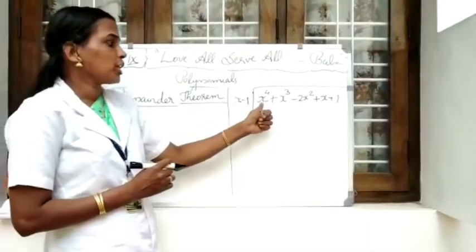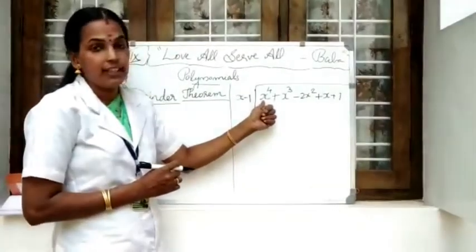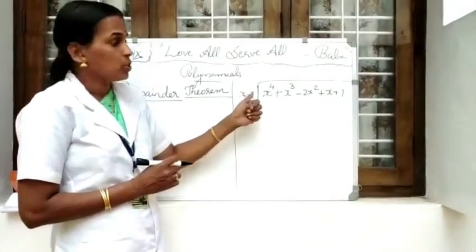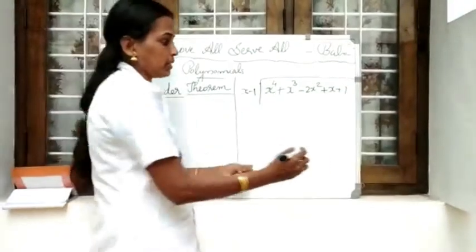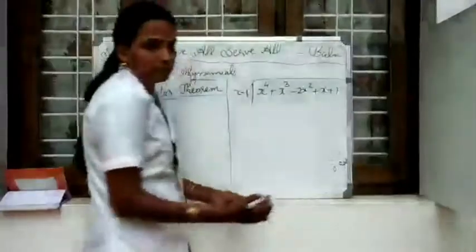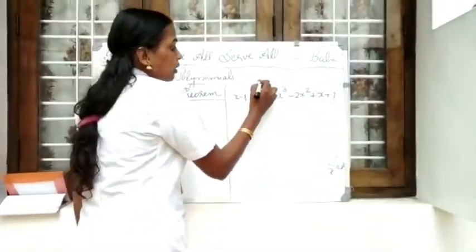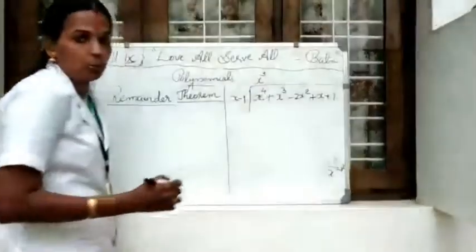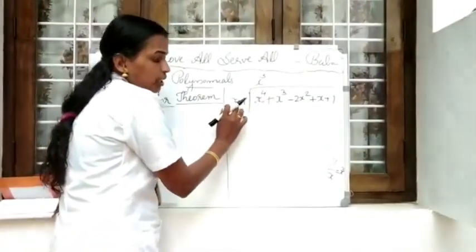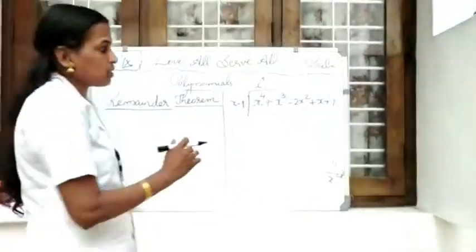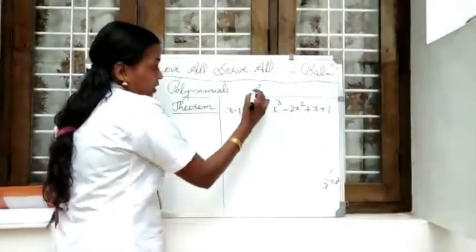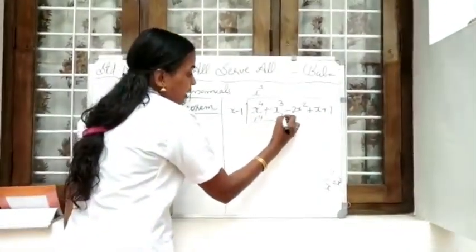Here, extreme left term of the dividend is x raised to 4 and this linear polynomial is x. So divide x raised to 4 by x. What is x raised to 4 by x? It is equal to x cube. So that x cube you have to write here in the quotient. Then multiply this x cube with each and every term of this divisor. So that means x cube into x raised to 4, x cube into minus 1, minus x cube.